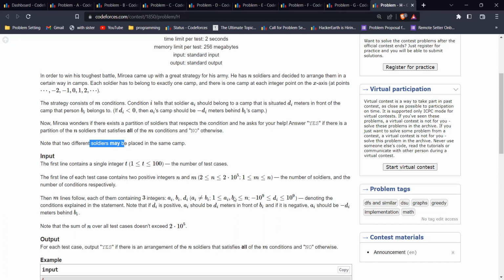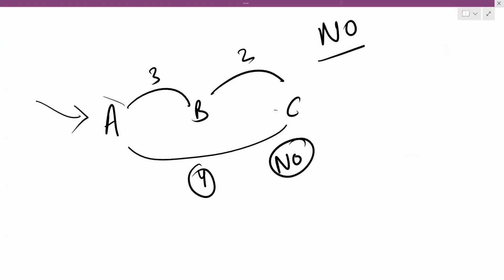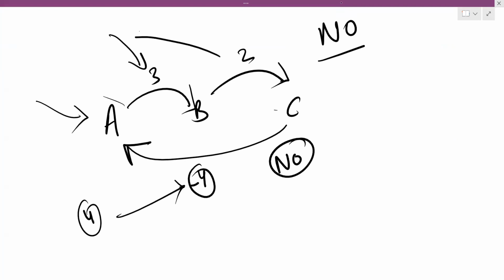So all I'm saying is, our answer will be no only when we have a contradiction. Like, B is 3 meters ahead of A, C is 2 meters ahead of B, and there is another condition saying that A is 4 meters behind C. So this is a contradiction, right? Because A and C should be 4 meters apart according to this condition, but according to these two conditions, A and C should be 5 meters apart. So this is a contradiction. But if this was indeed 5, then the answer would have been yes.